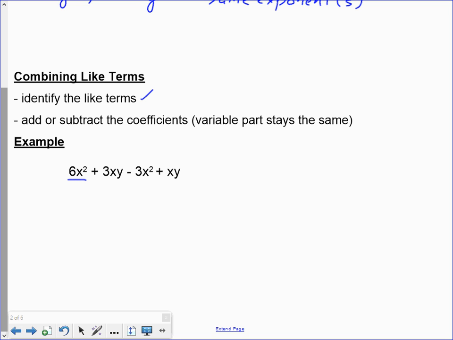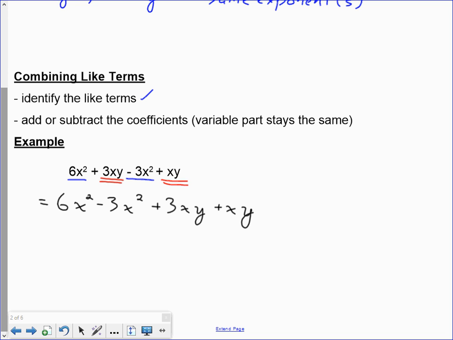So we know that 6x squared and negative 3x squared are the like terms. And we have another set of like terms in there. We have 3xy and xy. And our next step here is we're going to move these like terms together so that they are nice and lined up here. This is an optional step. But remember, as we move them, we're going to move those signs along with it. So that negative 3x squared stays as a negative 3x squared. This positive 3xy stays as a positive 3xy, and that positive xy stays as a positive xy.